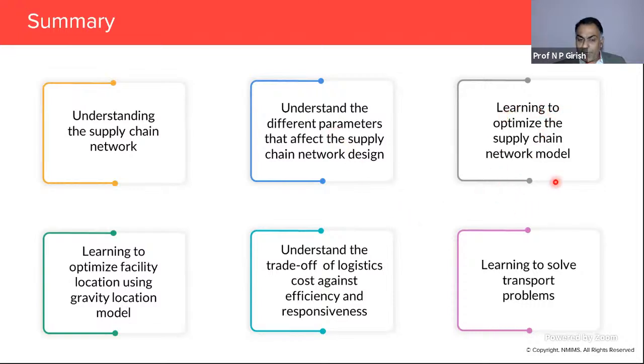Then we looked at the facility optimization model, which included network optimization and gravity location. Then we looked at route optimization, and we looked at the facility allocation model, right? And a very important thing is that we were also taking a look at the responsiveness and efficiency trade-off, the dichotomy that is there, where you need to try to keep the balance in place. That is what we covered today.